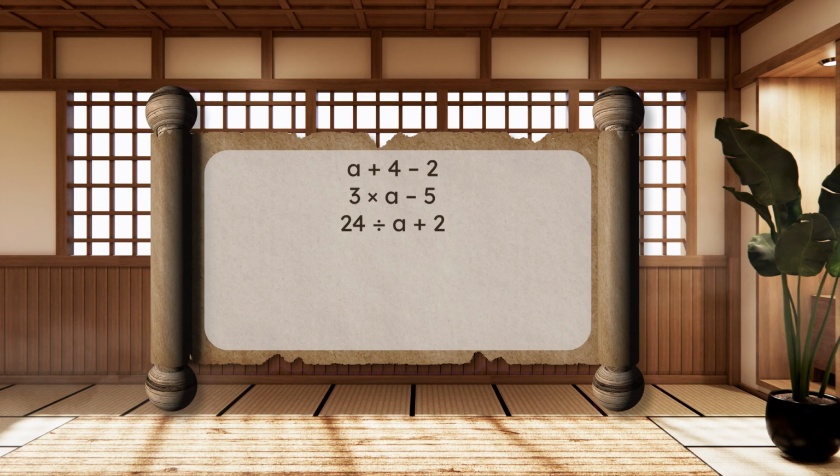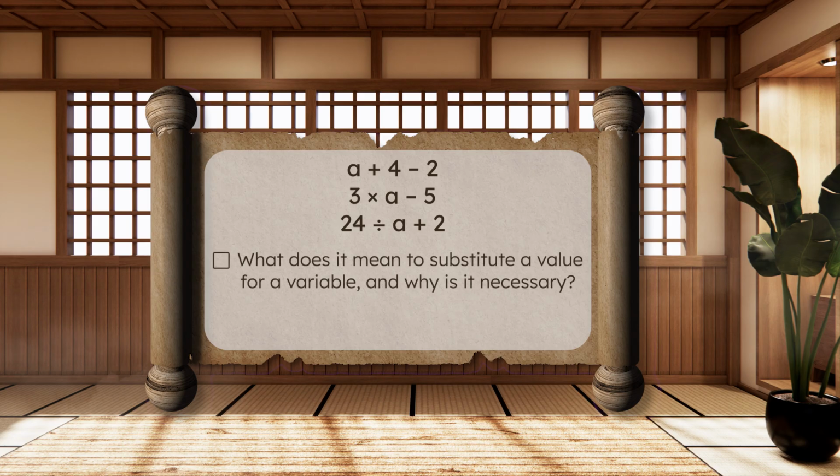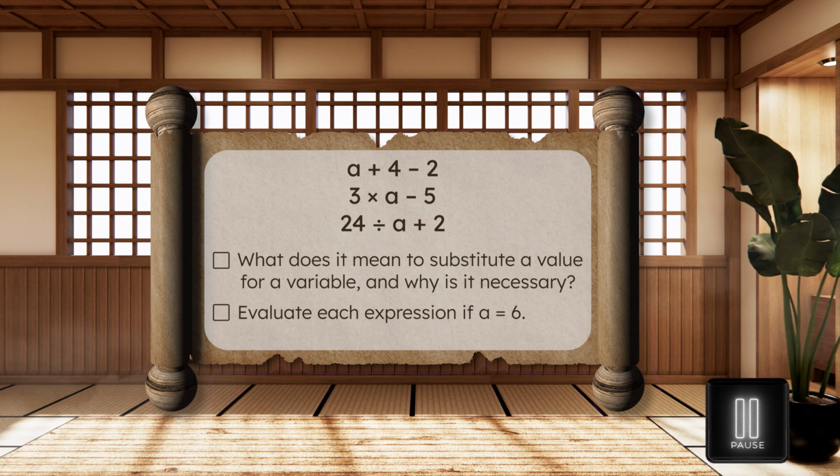A plus 4 minus 2, 3 times A minus 5, and 24 divided by A plus 2. What does it mean to substitute a value for a variable, and why is it necessary? Evaluate each expression if A equals 6. Pause here to complete the challenge in your guided notes. Use everything you've learned about evaluating expressions to show your mastery.